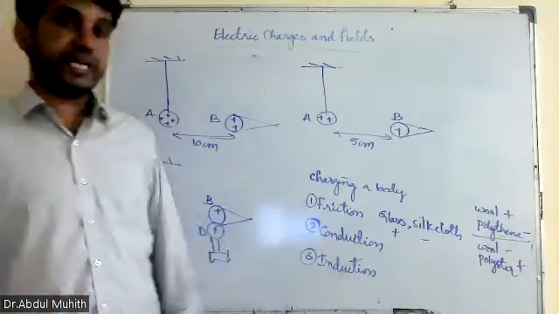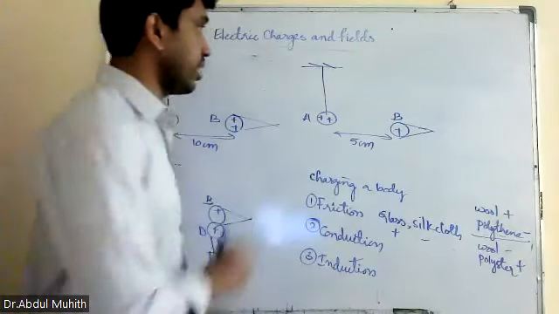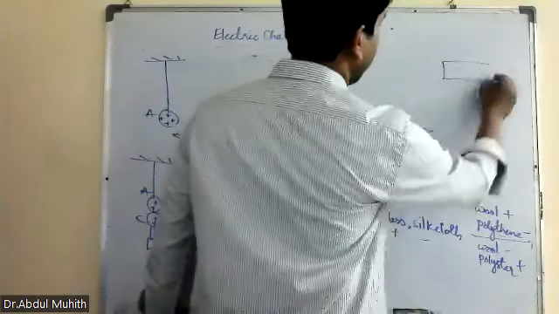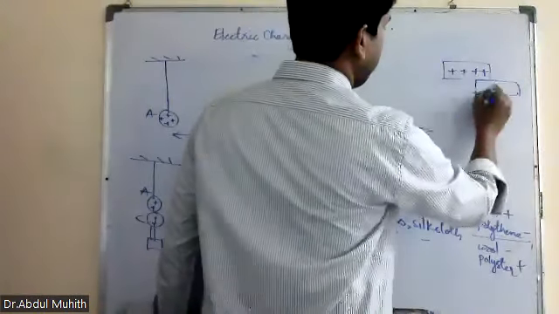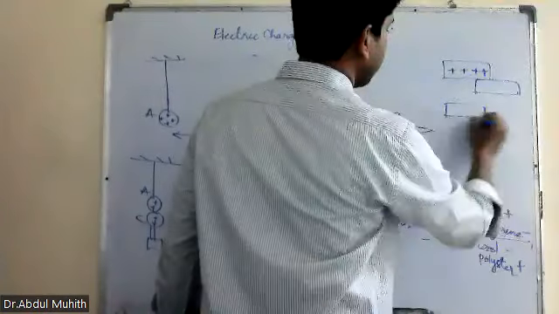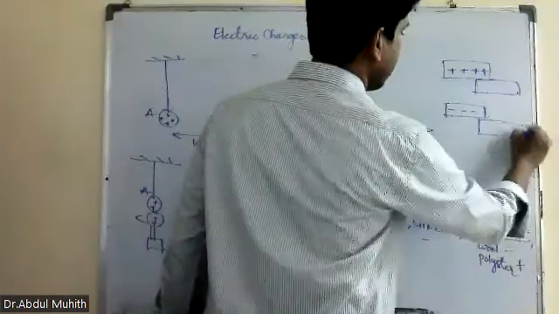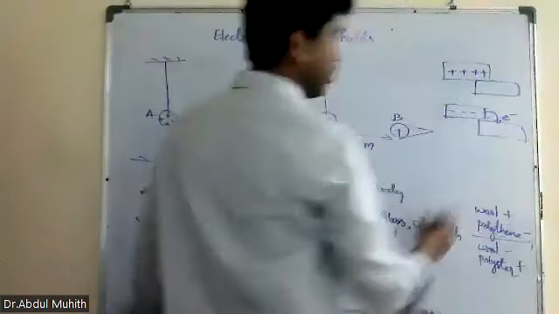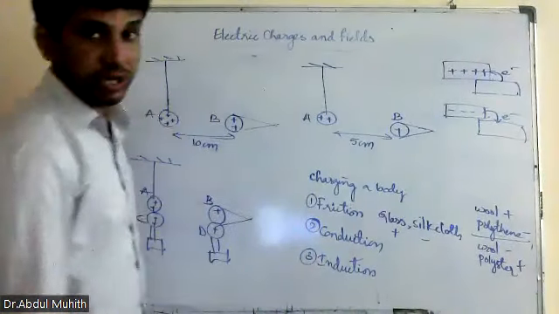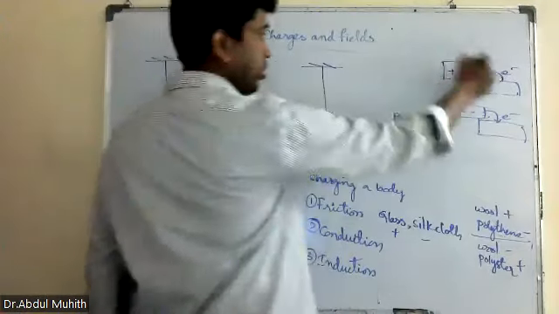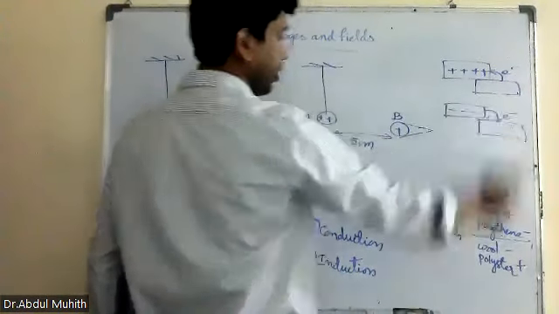Now conduction. Conduction means transfer of electrons from one body to another body by bringing it in contact. Like this is a neutral body. Now I bring a positively charged body, and I bring a negatively charged body. What happens? Electron transfer takes place here. Positive cannot transfer. Only electrons will transfer from this body to this body. So this will become positive and this will become negative.